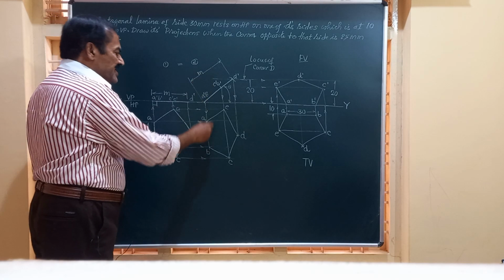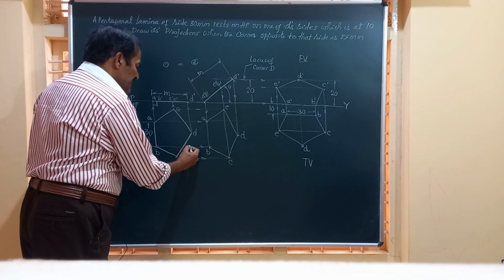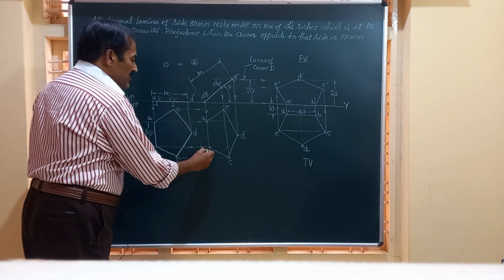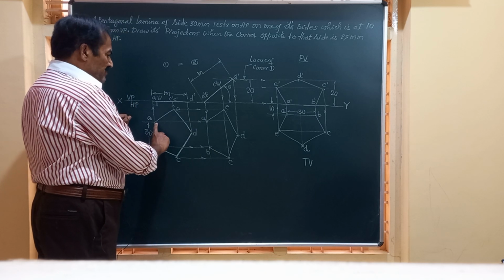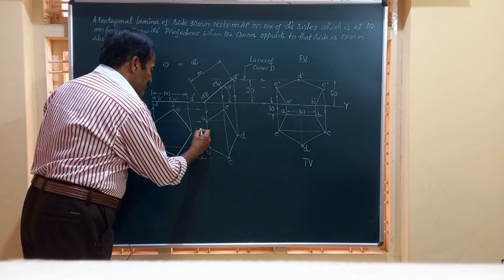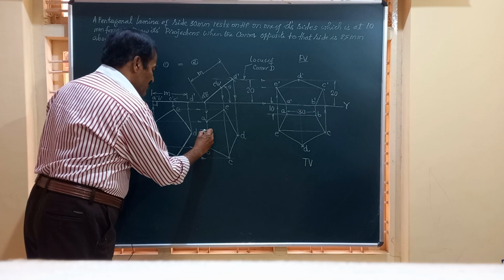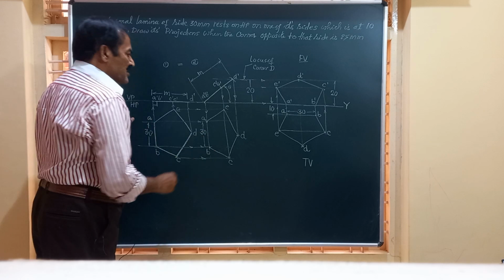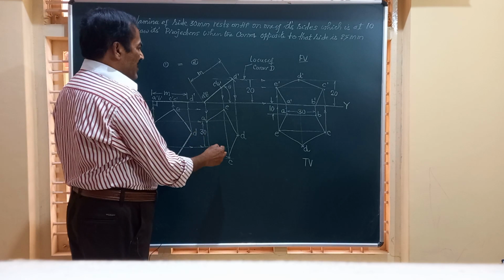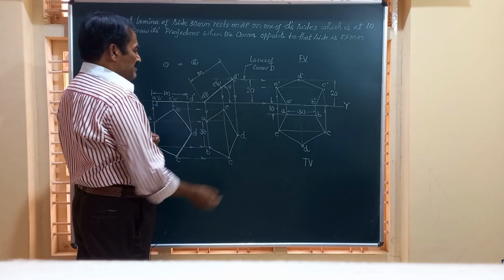Likewise, draw a vertical line from B and a horizontal line from B here, and they meet at this point. And remember friends, since the side AB is perpendicular to VP, the length of this line will remain the same as 30. And friends, similarly obtain points C, D and E.